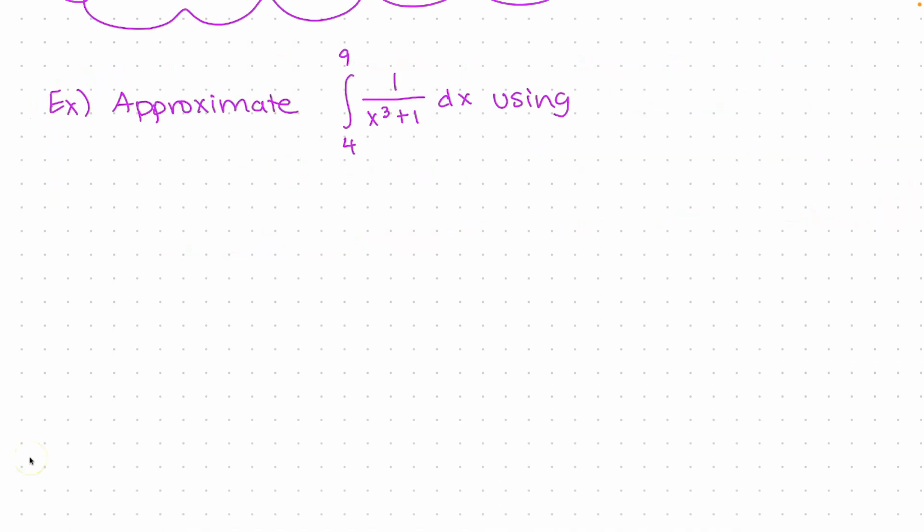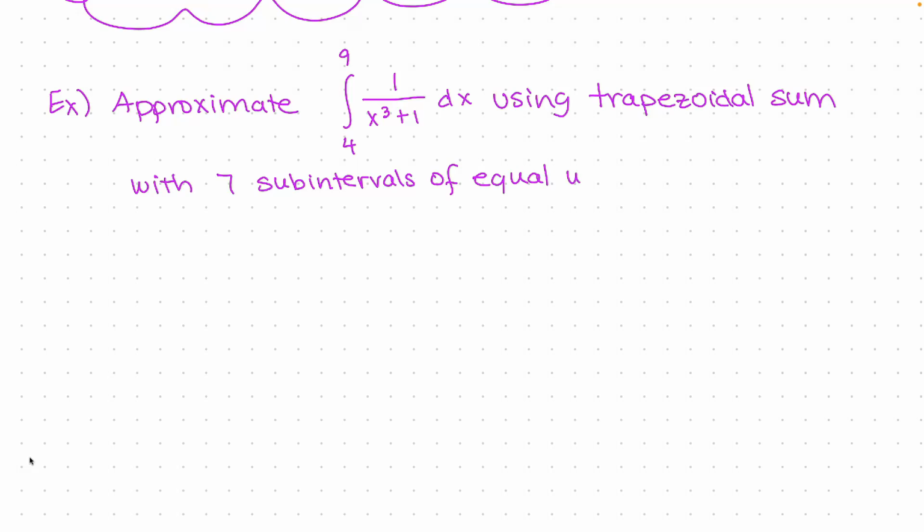Okay, we're going to approximate this definite integral using trapezoidal sum with 3 subintervals. Now, the 3 is boring. How about 7 subintervals of equal width? 3 was boring. 7's going to be tedious. But don't worry. We got our calculators, and that's going to do most of the grunt work for us.